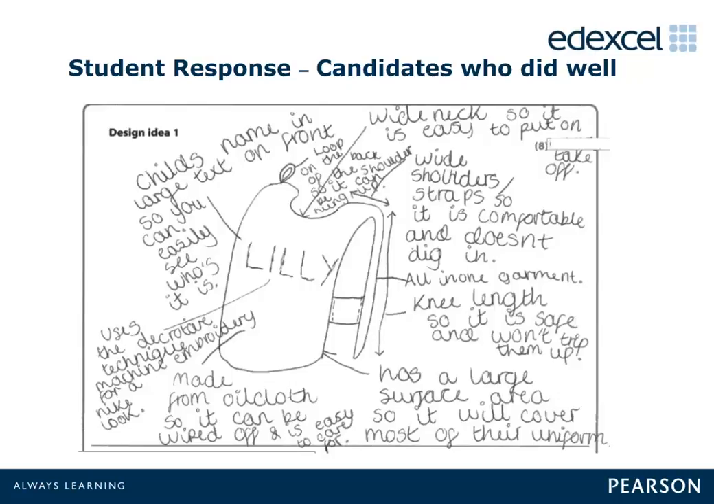Specification points as follows. 1. Waistband indicates coverage of body, large surface area. 2. Name in large text. 3. Wide shoulder straps do not dig in. 4. Knee length, no tripping. 5. Made from oilcloth, so can be wiped off. 6. Wide neck, easy to put on. 7. Embroidery technique. 8. Loop to hang from.